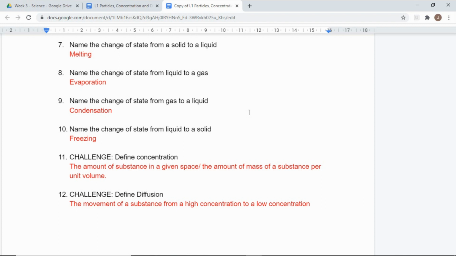11. Challenge question is to define concentration. Concentration is the amount of substance in a given space, or the amount of mass of a substance per unit volume, like 5 milligrams per milliliter, for example. Number 12, another challenge question to define diffusion. Diffusion is the movement of a substance from a high concentration to a low concentration.